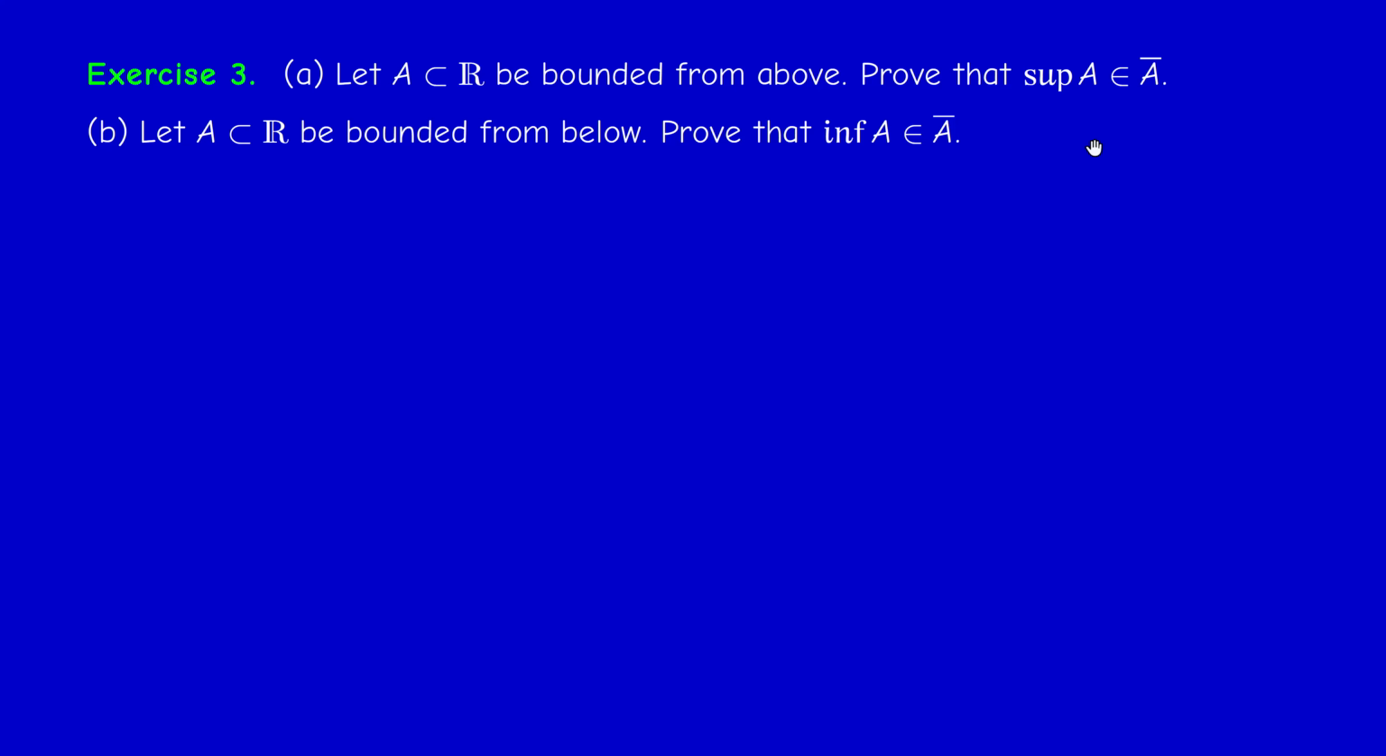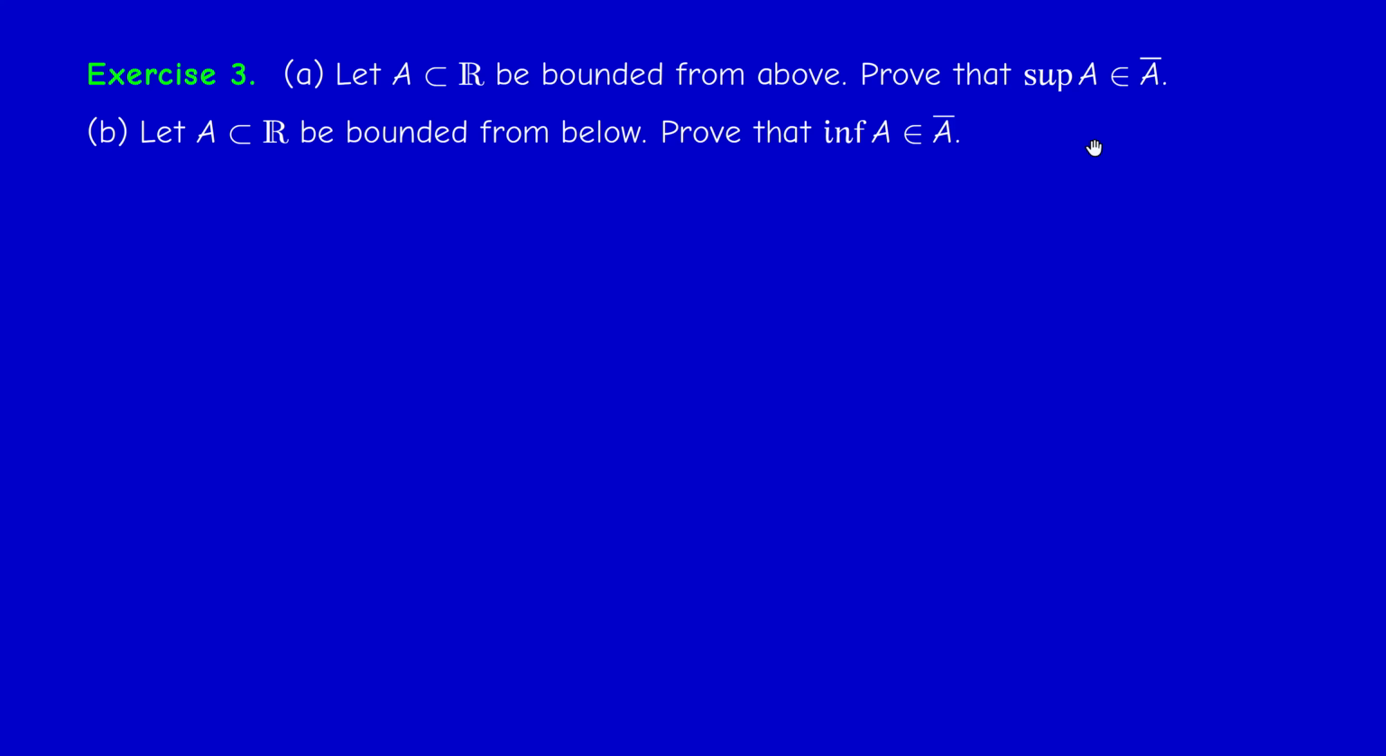Now, the sup of A need not be in A, because the sup need not be a maximum. If the supremum is a maximum, then of course it belongs to A. But it's not far from A. It's really glued to A. It's in A bar. And same thing for the infimum.